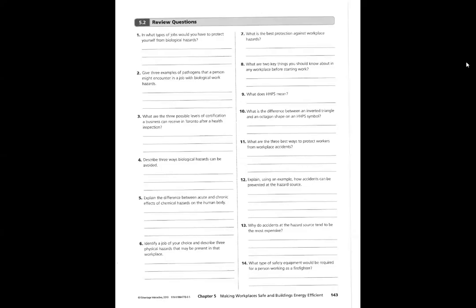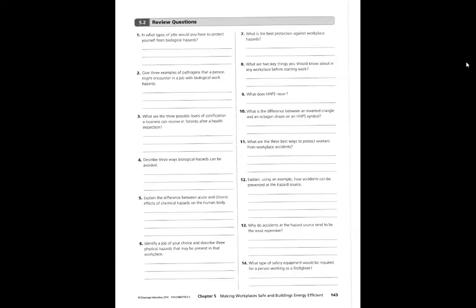So there's 3 things you can do when you're in a workplace with biological hazards that can help to avoid those hazards. All right, and we've already just finished talking about a couple. So you want to make sure you go through those and list 3 of those because it's worth 3 marks. Question 6, identify a job of your choice and describe 3 physical hazards that may be present in that workplace.